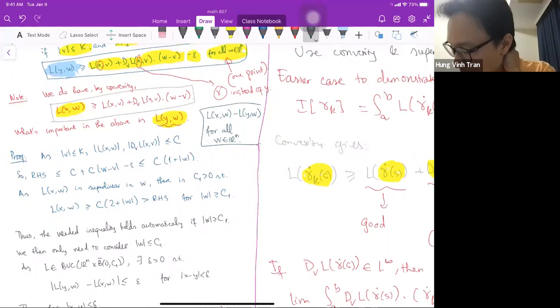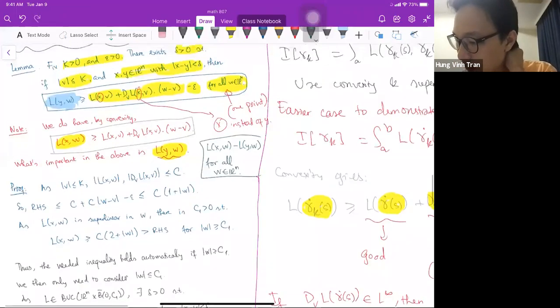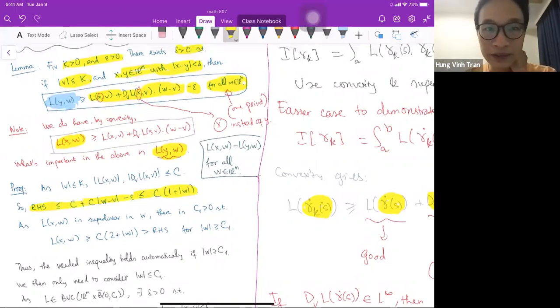So what did I say? So the right hand side of this thing above here, because v is bounded and L and d_v L is bounded, so the right hand side of the thing above is bounded by a constant times 1 plus |w|, right? Because L_x(v) is bounded, v is bounded, d_v of L_x(v) is bounded and it grows with at most linear speed in w. Okay, so that's the key.